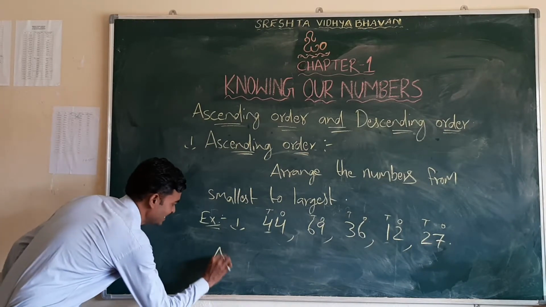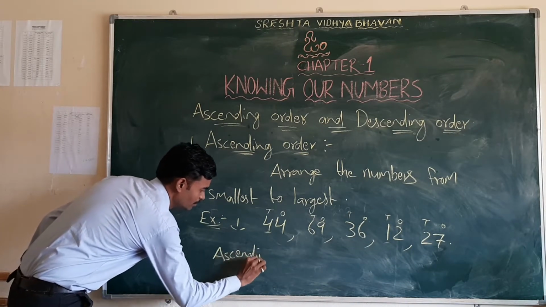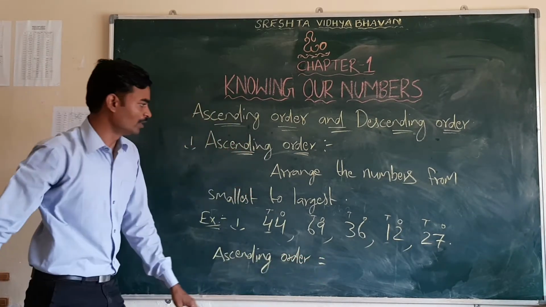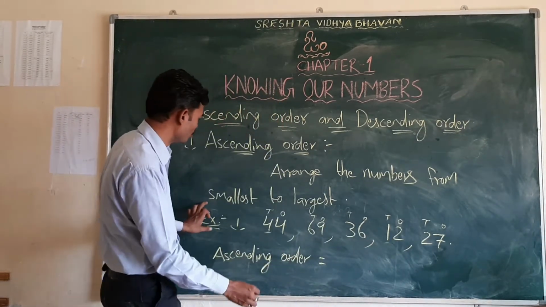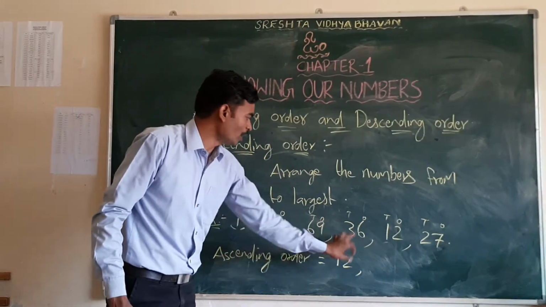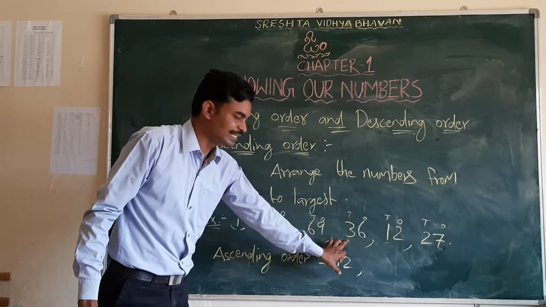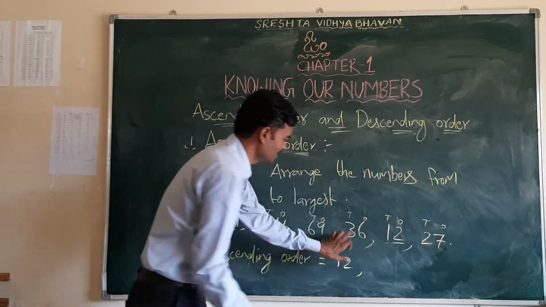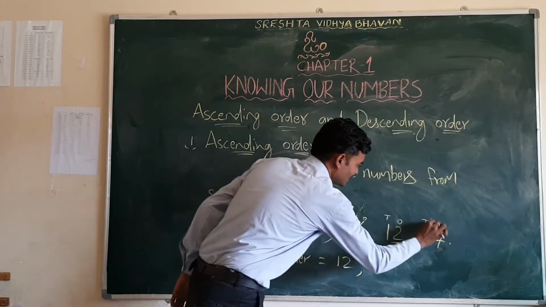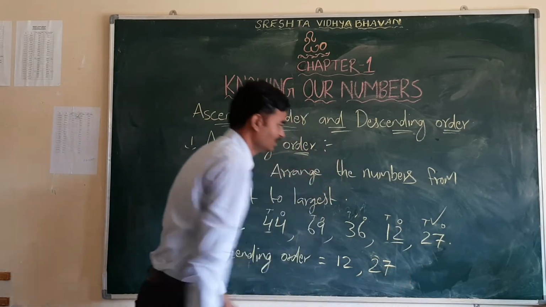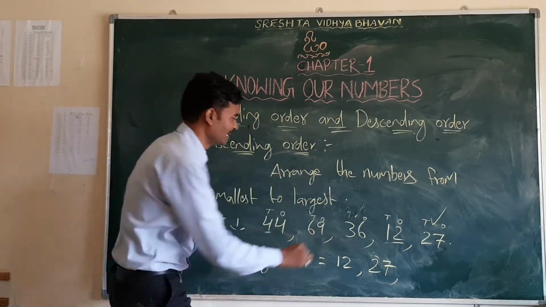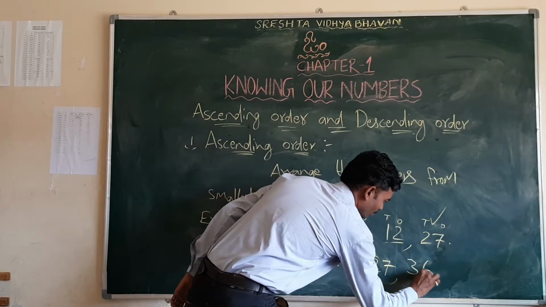Now write in the ascending order. Ascending order, 12 is the smallest number. That means smallest to largest we have to arrange the numbers. 12, comma. And next, what is the smallest number here? The tens place 3, and 36 is the smallest number. Next one is 27, is the smallest number. Here 2 is there, no? That's why 27 is the smallest number. And next is 36 is the smallest number.